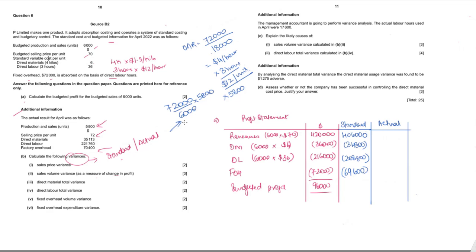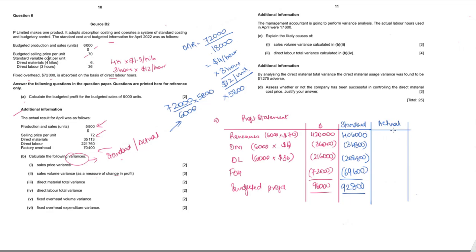But when there's a single product, whether you use labor hours in the denominator and then convert it into dollars, the overhead absorption rate per unit, or you directly take output, it doesn't make a difference. So you'll get the same answer. So standard profit here, 92,800. We'll also need actual data.